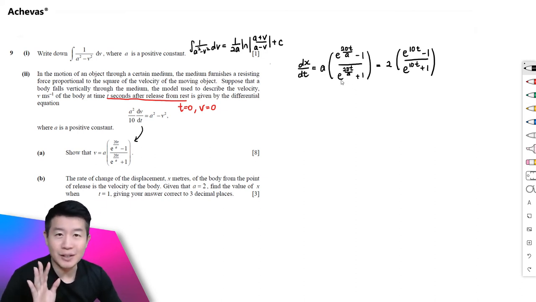Well, I mean, writing down this, I don't think we are going to get any marks at all. So we are supposed to make use of this. We have to find the value of x when t is equal to 1. Okay, find the value of x when t is equal to 1.